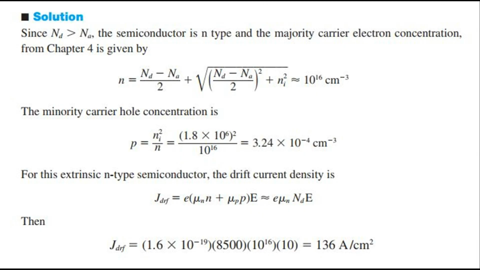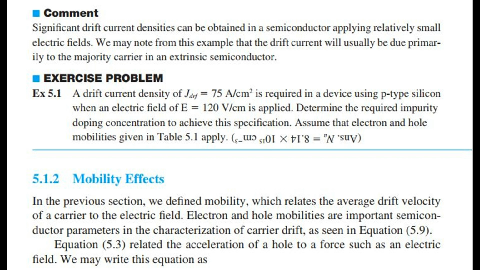Solution: Since N_d is greater than N_a, the semiconductor is n-type and the majority carrier electron concentration, from chapter 4, is given by the minority carrier hole concentration is. For this extrinsic n-type semiconductor, the drift current density is. Then. Comment: Significant drift current densities can be obtained in a semiconductor applying relatively small electric fields. We may note from this example that the drift current will usually be due primarily to the majority carrier in an extrinsic semiconductor.